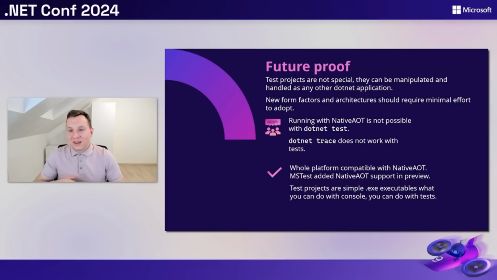And so, for example, with Native AOT, with the new platform, we created it from scratch to be Native AOT compatible. And we also added support into MSTest for Native AOT in a preview. Another complaint from a customer was that dotnet trace, a performance investigation tool in .NET, is very hard to use with tests. And so now the test projects inside of the new testing platform are just simple EXE executables, and what you can do with a console, you can do with tests, and that's a really, really important point, and we will demo that soon.